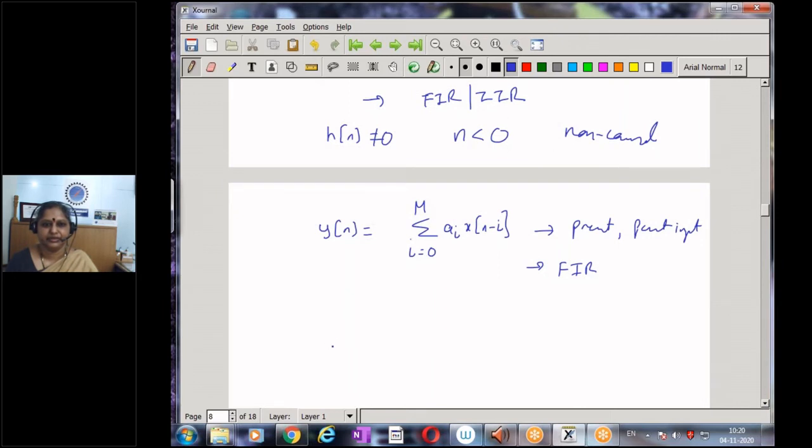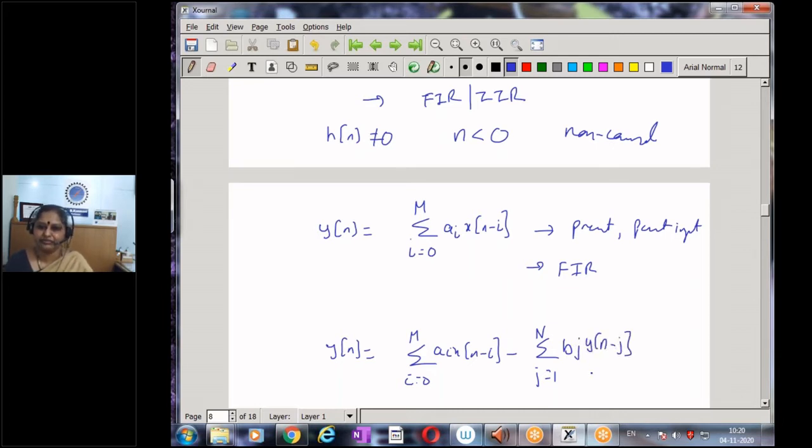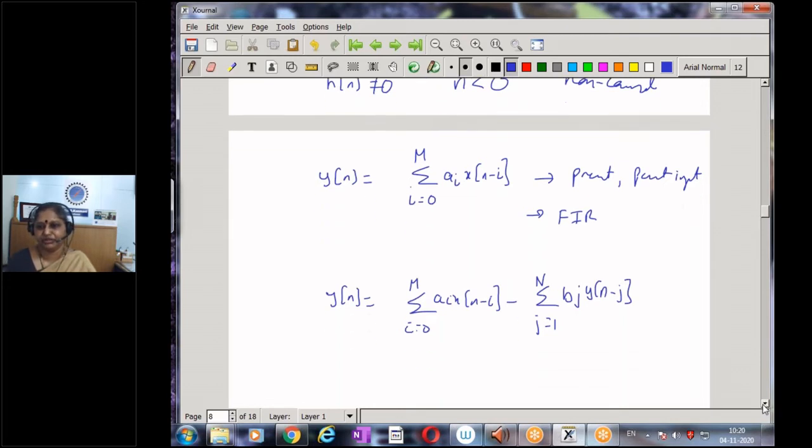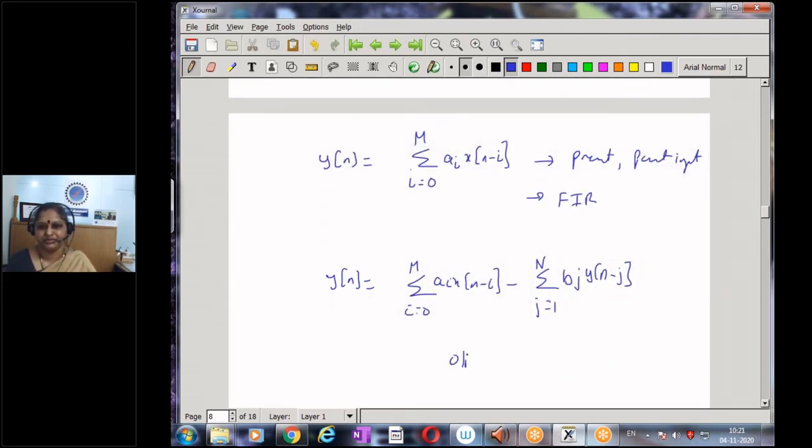On the other hand, if I have my difference equation as sigma i equal to 0 to m ai x of n minus i, minus sigma j equal to 1 to n bj y of n minus j, the moment my output is a function of input, present and past, and also past output.